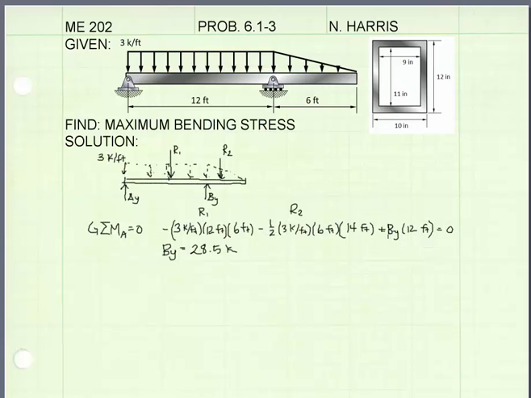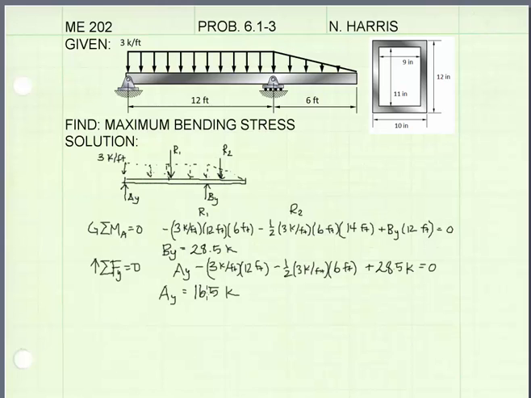That's negative, plus By times 12 feet. And solving for By, we get 28.5 kips. And summing forces in the y direction, we get Ay is equal to 16.5 kips. The next step is to draw our shear diagram.